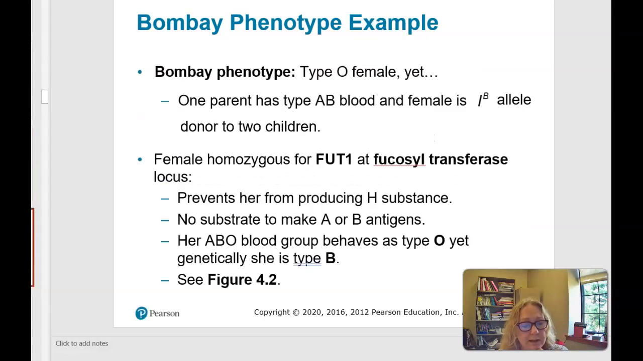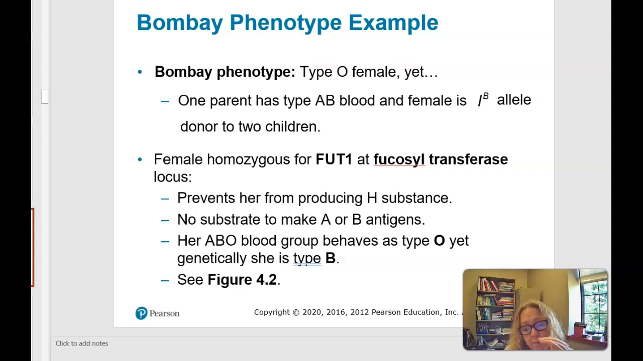What does this cause? It causes you to have type O blood, regardless of what your parents' genotypes are. So somebody has a type O, one parent has a B, and the female is B, we don't know the other allele, to 2 children. The female is homozygous for the FUT1 allele, which prevents her from producing that H substance. So there's no substrate to make an A or B antigen. So her ABO blood behaves as a type O, yet genetically she's a type B. Wrap your mind around that for a second.